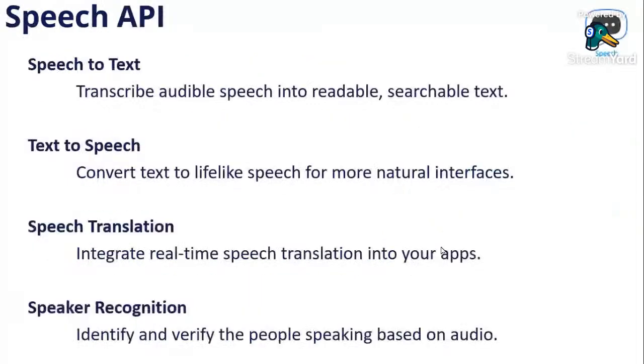So if you look at the speech API, it provides basically all the speech transformation like speech to text, text to speech, those kinds of things, and speech translation. When we use Google Translate, it's very similar to that. So you can use speech translation and speaker recognition. Speaker recognition is nothing but when we are in a group meeting, when someone speaks, it automatically gives the caption and who is saying what. So it gives the speaker name as well as what content they are speaking.